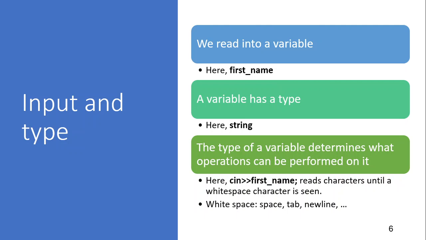Cin reads text until a white space character is entered. So white space character can be an enter key, a tab character or a space character. इन तीनों में से कोई भी हो सकता है.